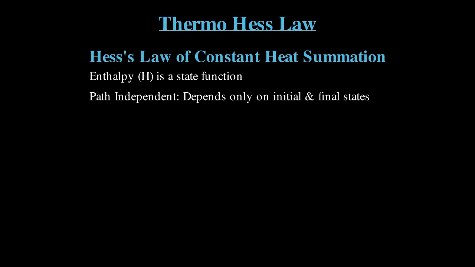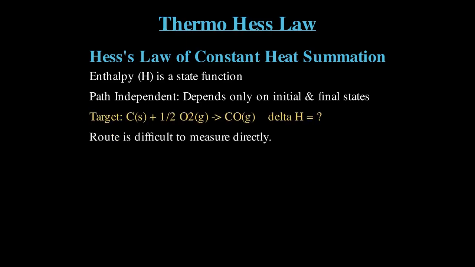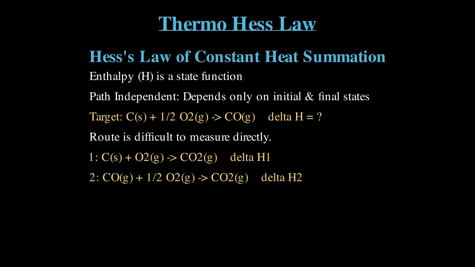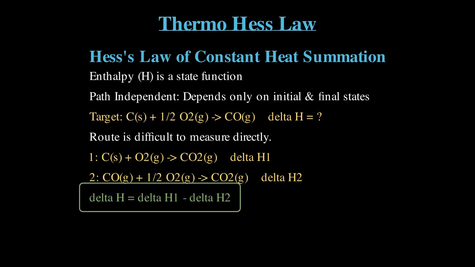This law is incredibly useful for calculating the enthalpy change for reactions that are difficult to measure directly in a lab. A classic example is the formation of carbon monoxide from carbon and oxygen. It's hard to stop the reaction from also forming carbon dioxide. So, we use an indirect route. We can measure the enthalpy for carbon reacting to form carbon dioxide and also the enthalpy for carbon monoxide reacting to form carbon dioxide. Then, the enthalpy change for carbon to carbon monoxide simply equals the enthalpy of C to CO2 minus the enthalpy of CO to CO2.